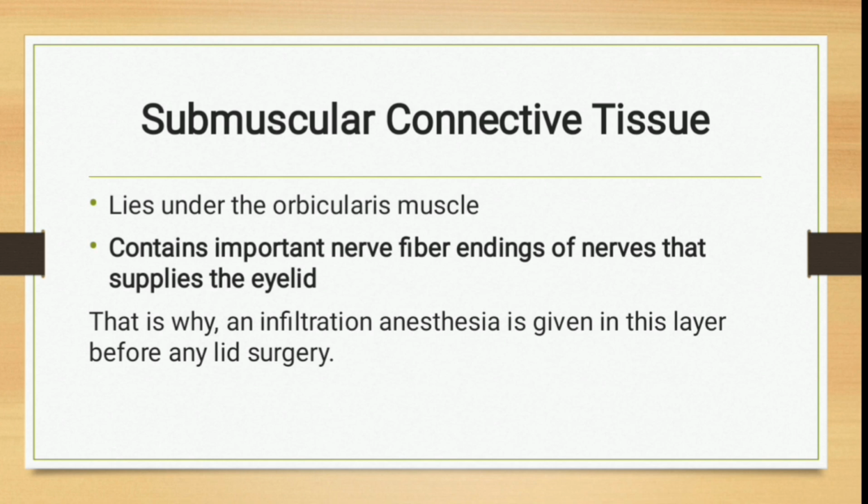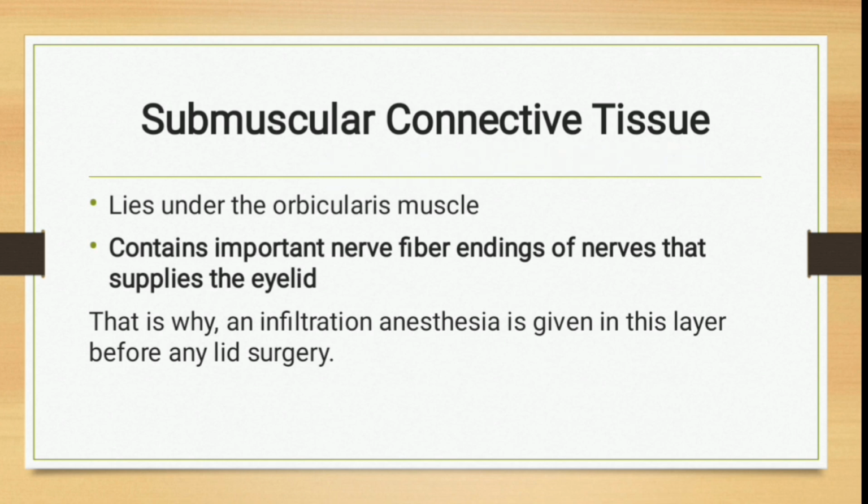Now the fourth layer is the submuscular connective tissue layer, which lies under the orbicularis muscle, and it is a very important layer because it has the nerve endings in it. What does nerve endings mean? If I was saying that the orbicularis oculi muscle was supplied by the seventh nerve, so in the submuscular connective tissue layer, the nerves are ending. The nerves of the seventh cranial nerve are ending in this structure. So the nerve endings of the nerves which are supplying our eye end in this layer, right? So they end in the submuscular connective tissue.